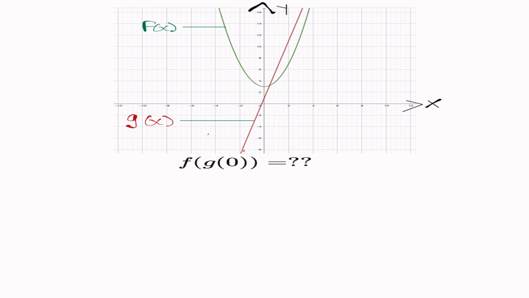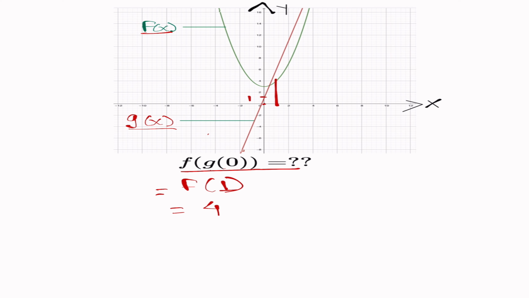Guys, let's find the composite function from this graph. This is our f of x, and this is our g of x. So we have g of 0, meaning the x value is 0. When x is 0, g is 1, so you can write down 1. Now when x is 1, what is our f value? When x is 1, our f value is simply 4. So the answer is just 4.